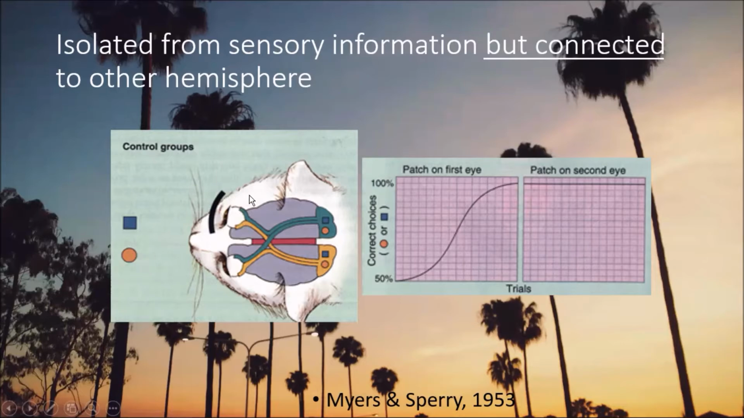Then they move the patch to the other eye, and it immediately has 100% success. It immediately starts pointing to the circle, and that's because this whole brain is intact. Wow.